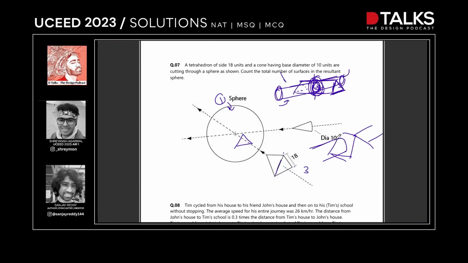So that means this particular surface of the cylinder is completely different from this surface. So there are two here. Correct. And that gives you a total of six surfaces: one from the sphere, three from the pyramid, and two from the cone.